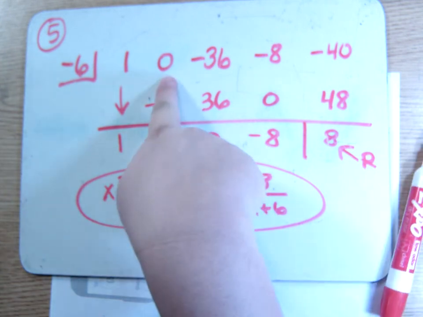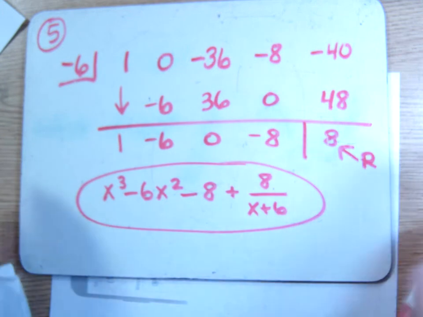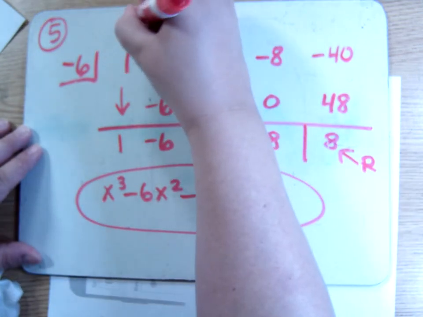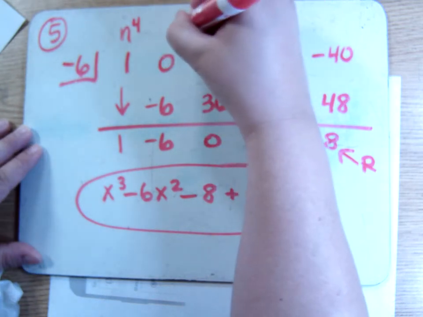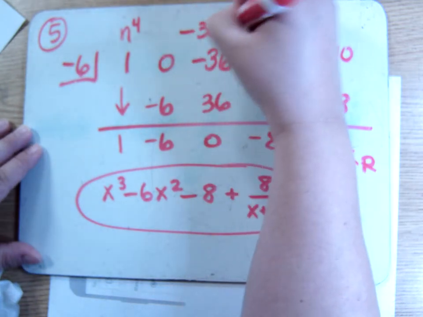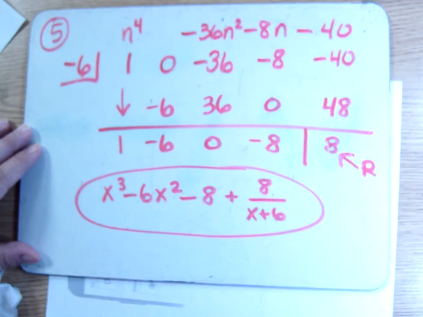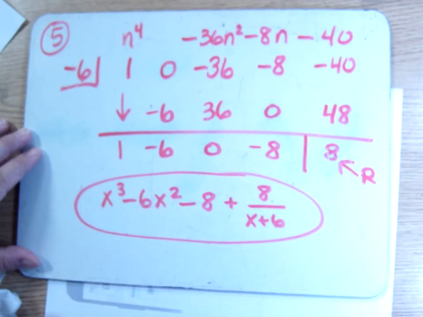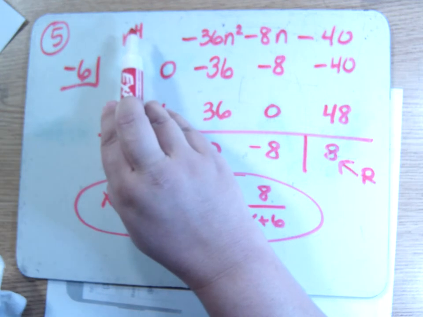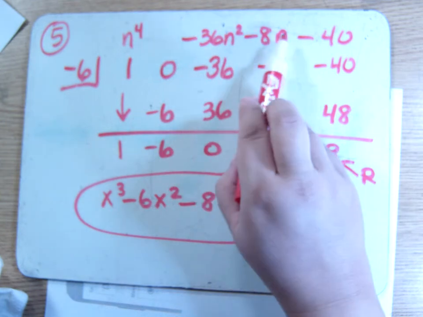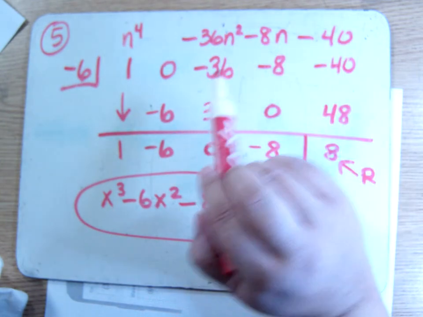Right here? Because the actual problem said n to the 4th minus 36n squared minus 8n minus 40. There was no n to the 3rd at all. If you start out with n to the 4th, you have to go down to the 3rd first, and then the 2nd, and then the 1st, and then 0. Okay, it has to go in order.